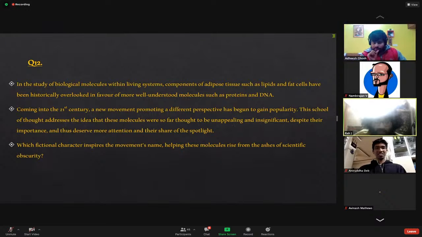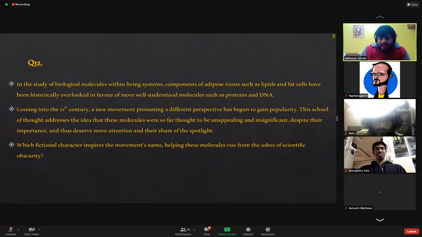Can you repeat what you just said? I said that the fact that they're fat molecules is not directly related to the character. It's just the theme that these things are unappealing or insignificant when they're actually very important, is what I'm trying to get at. Is the fictional character human? I won't answer that, but you can interpret that as you might think.